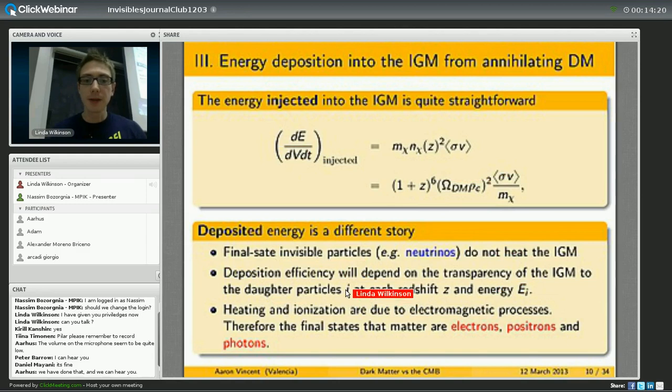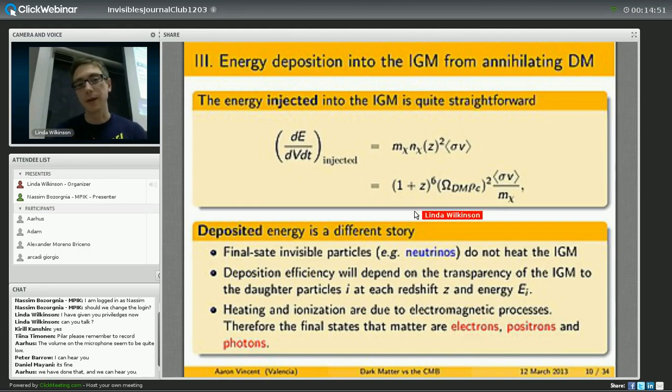After that, the deposition efficiency is going to depend on the transparency of the intergalactic medium to each of the daughter particles of this annihilation at each redshift and also at each energy of these daughter particles. And finally, as I said, heating and ionization are electromagnetic processes, which means that the final states that really matter are electrons, positrons, and photons.